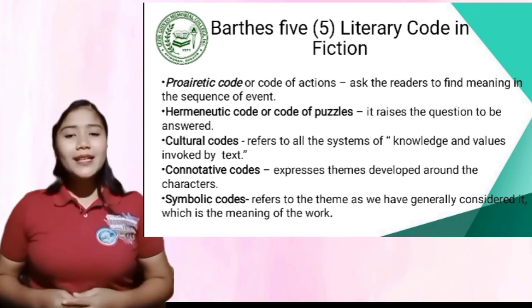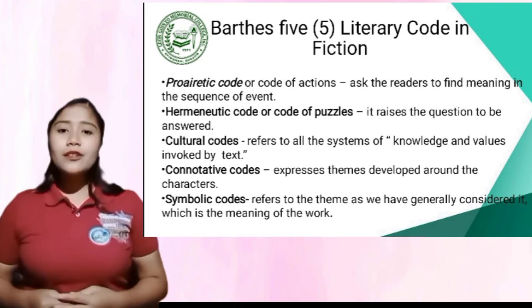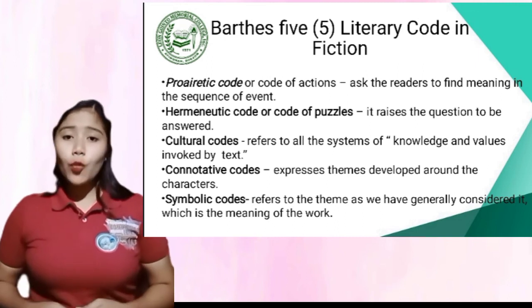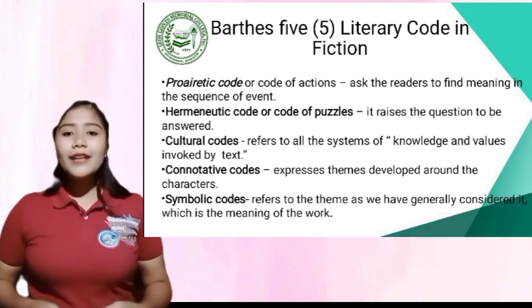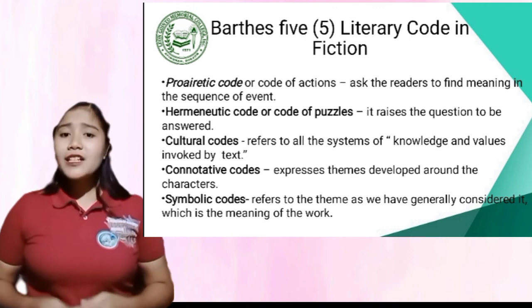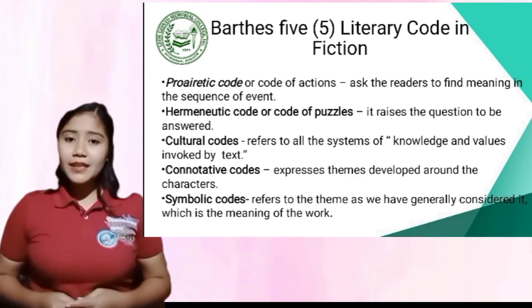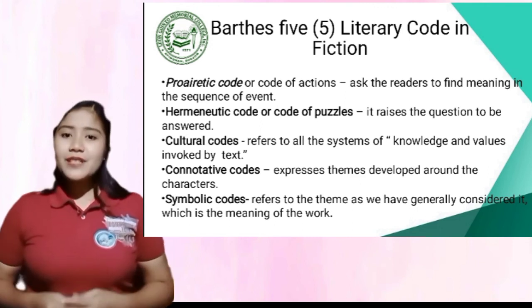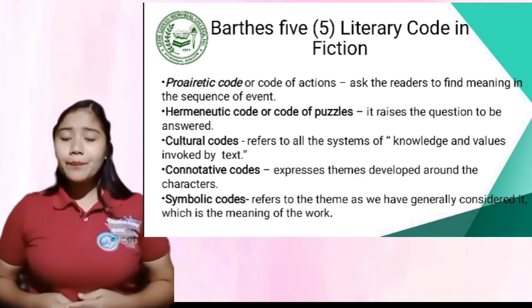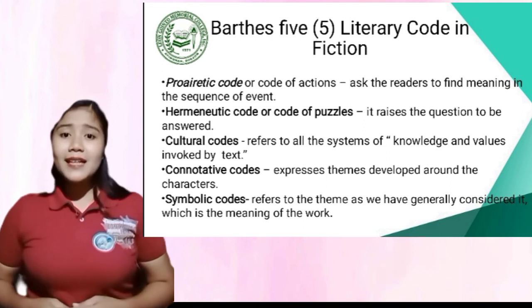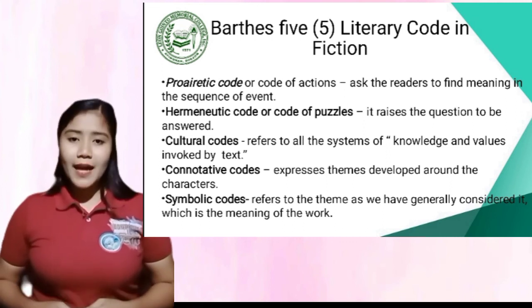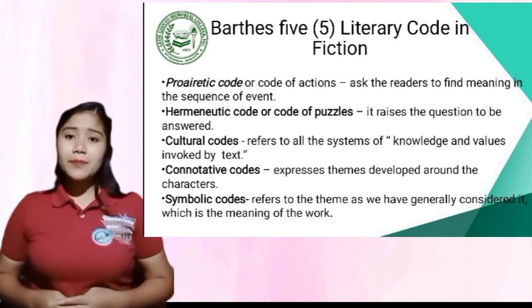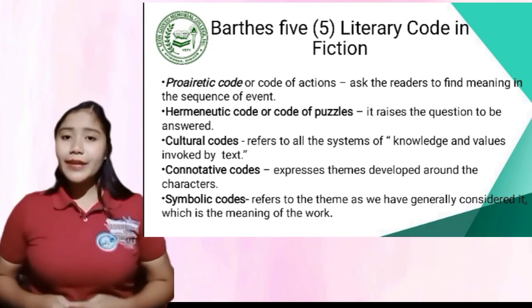The third one is the cultural code. It refers to all the systems of knowledge and values invoked by a text. Under this area, Barthes grouped the entire body of knowledge and values that a work invokes. These are presented as the pearls of proverbial wisdom, scientific truth, and different understandings or stereotypes that make up human reality.